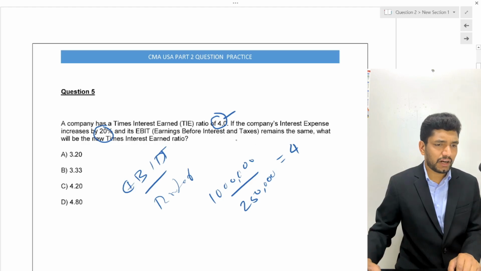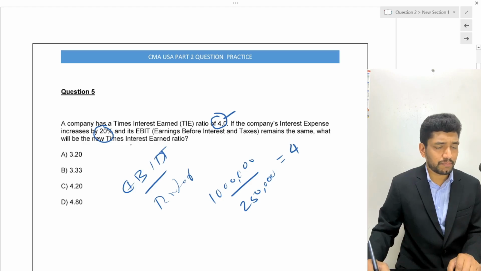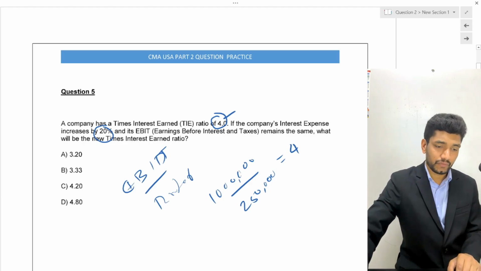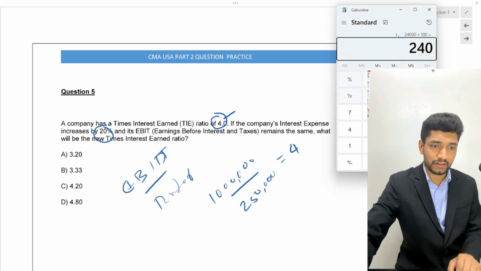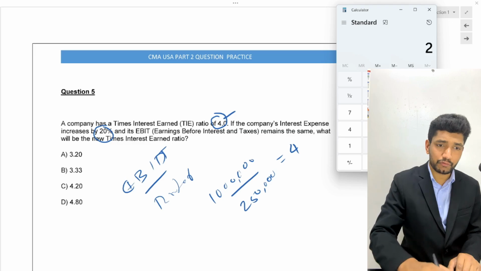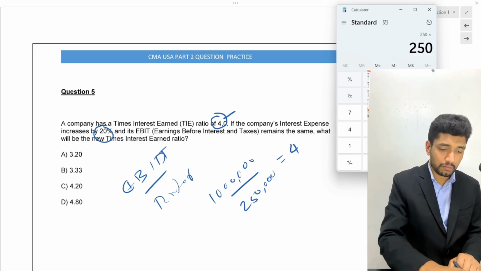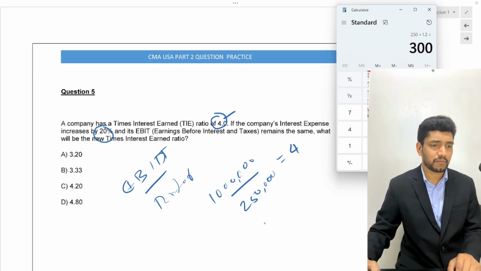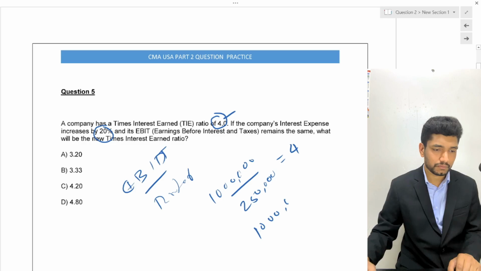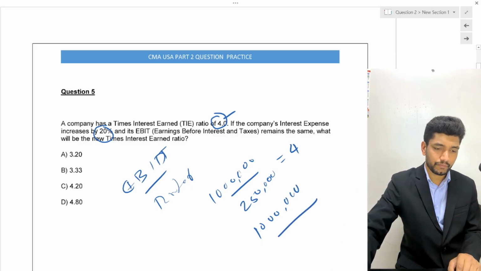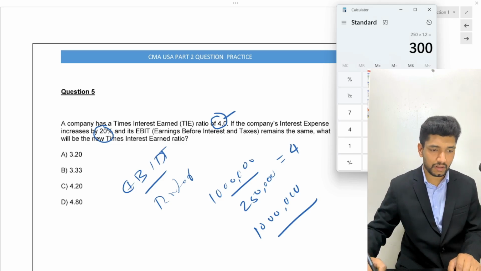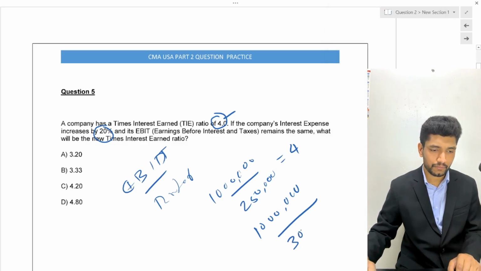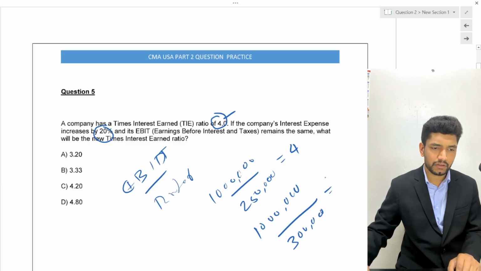So now the question is, if the interest expense increases by 20% and EBIT remains the same, just apply 20% to the interest expense. Now it is 250,000 times 1.2, so it is 300,000 and the EBIT remains the same. So what will be the new times interest earned ratio? So 100,000 divided by, here we see that it is 300,000. So the answer is 3.33.